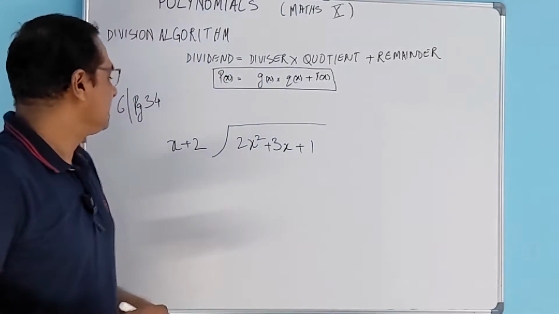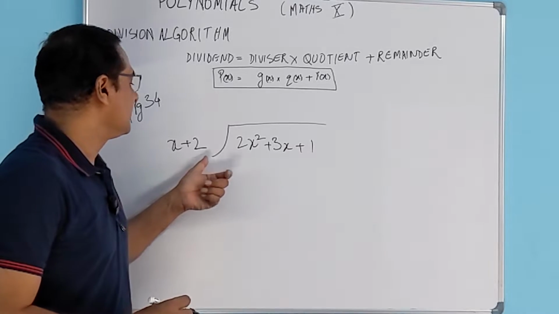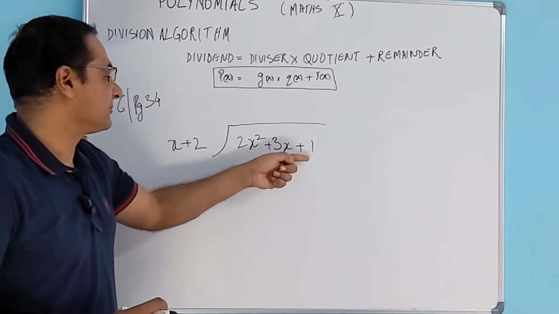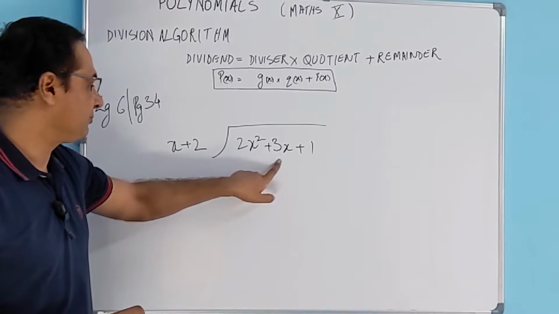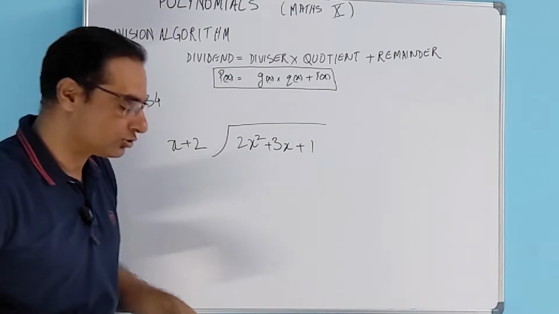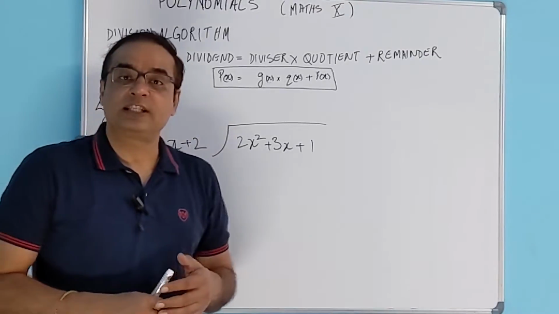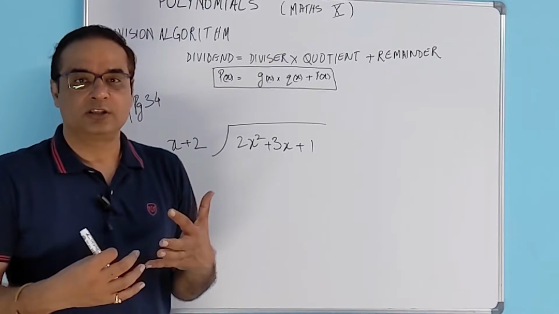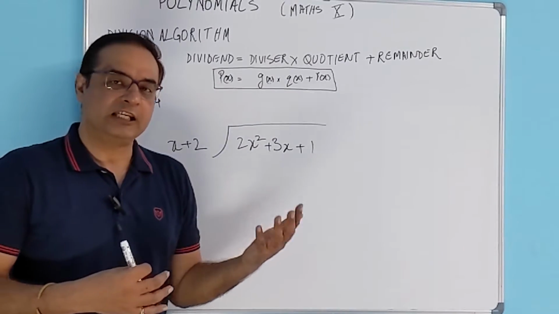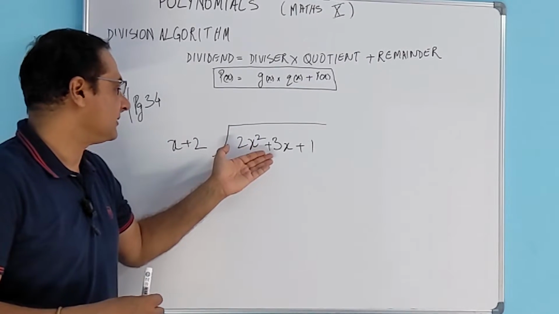Let's look at example 6, which is given on page number 34. We are given the polynomial 2x square plus 3x plus 1, and we are given the divisor as x plus 2. We need to divide this polynomial with this divisor x plus 2. How can we go ahead? We can follow the same process which we followed for division of simple numbers in our earlier classes. So we write that in the same way in this form.